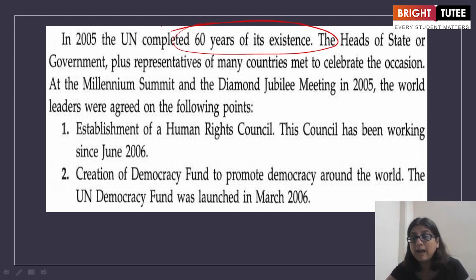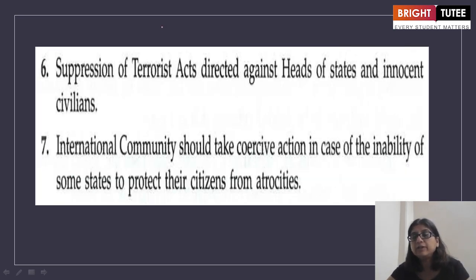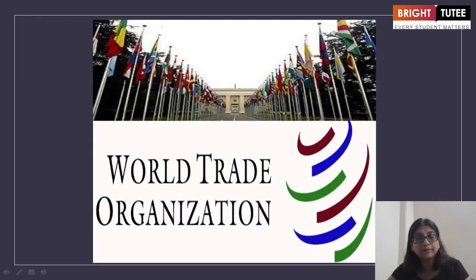At the Diamond Jubilee meeting in 2005, the world leaders agreed on the following points: establishment of a Human Rights Council, which has been working since June 2006; creation of a Democracy Fund to promote democracy around the world, and the United Nations Democracy Fund was launched in March 2006; shutting down the Trusteeship Council; creation of a Peacebuilding Commission; and achieving the Millennium Development Goals, adopted at the Millennium Summit. These goals are eradicating extreme poverty and hunger, promoting gender equality, reducing child mortality, and promoting sustainable development. Also, suppression of terrorism against heads of state and innocent civilians, and the international community should take coercive action if some states are unable to protect their citizens from atrocities.